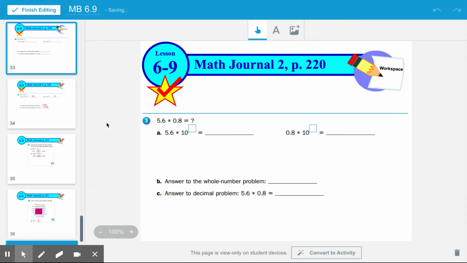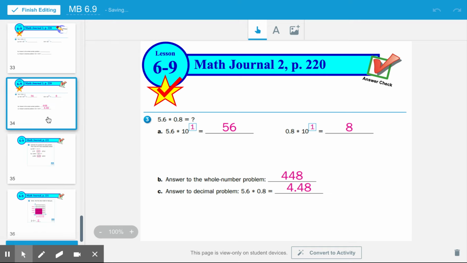And our last problem, 5 and 6/10 times 0 and 8/10. I hope that you were able to get 5 and 6/10 times 10 to the first power to equal 56, and 8/10 times 10 to the first power to get 8. If you take 56 times 8, you get 448. If you use the powers of 10, 1, 1, so 1, 2, we see that we can move the decimal back 1, 2 spots, gives us 4 and 48 hundredths.